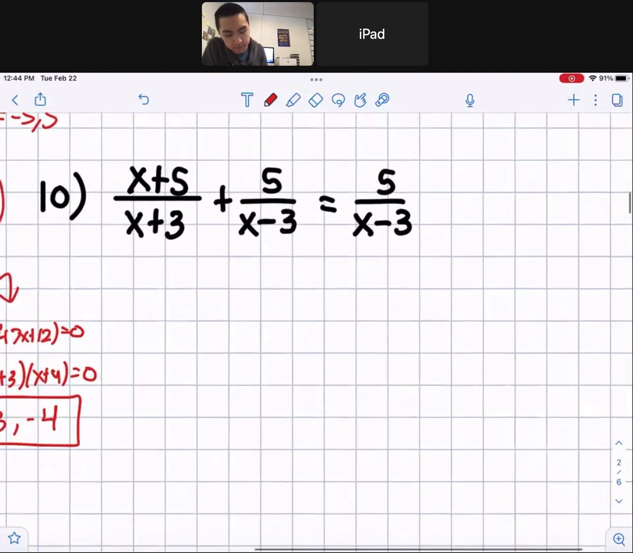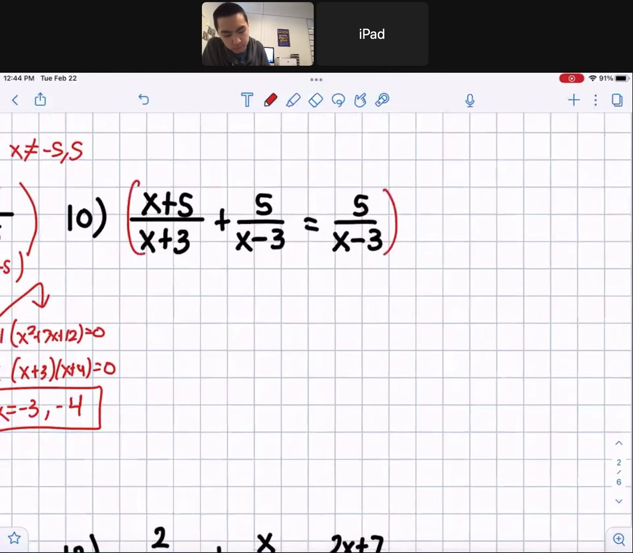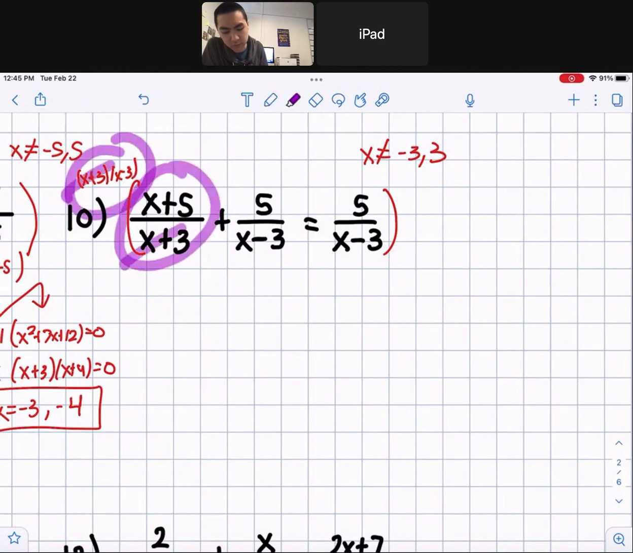Okay, number 10. Okay, so first of all, x can't factor anything, so x should not be negative 3 or 3. And then the LCD, well, I see two different factors of x plus 3 times x minus 3, so that's going to be my LCD. That's going to multiply to everything. So this times this, the x plus 3's cancel, so all that's left is the x minus 3 and the x plus 5.